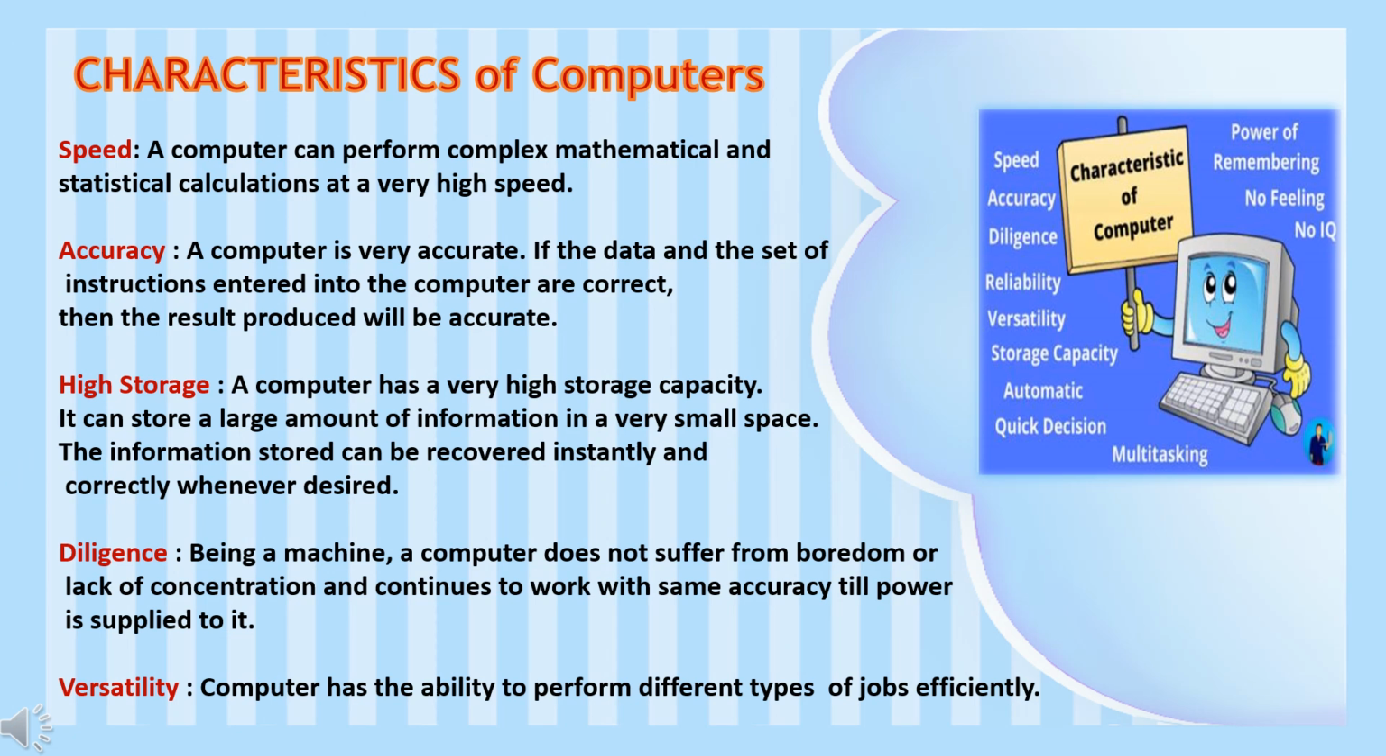Characteristics of computers. Speed. A computer can perform complex calculations at a high speed. Accuracy. A computer is very accurate. If the data and the set of instructions entered into the computer are correct, then the result produced will be accurate. High storage. A computer has a very high storage capacity. It can store a large amount of information in a very small space. The information stored can be recovered instantly and correctly whenever desired.